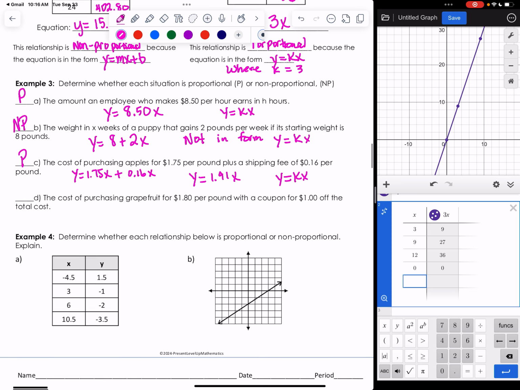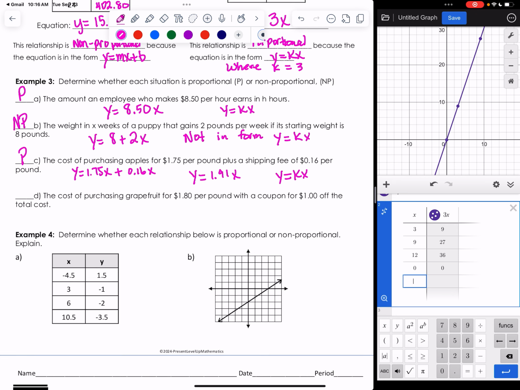All right, problem D. The cost of purchasing grapefruit for $1.80 per pound with a coupon for $1 off the total cost. So our grapefruit would cost $1.80 per pound minus a $1 coupon. So this would be non-proportional because it's not in the form y equals kx.